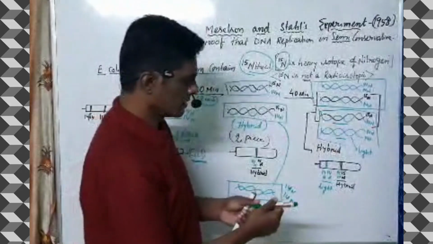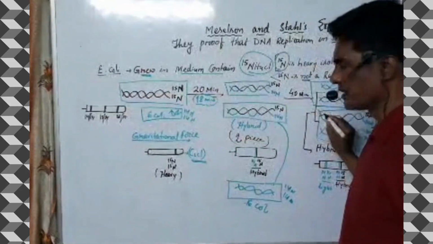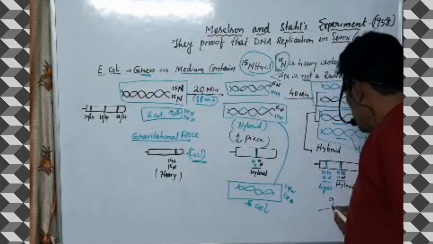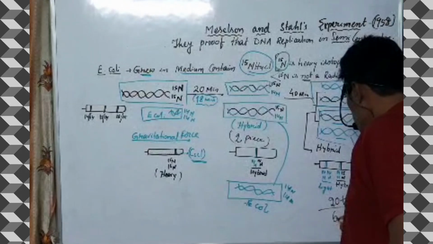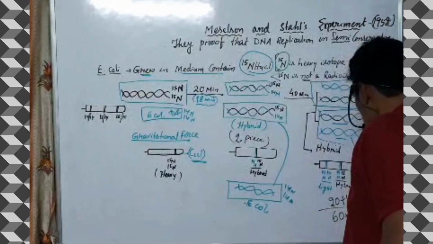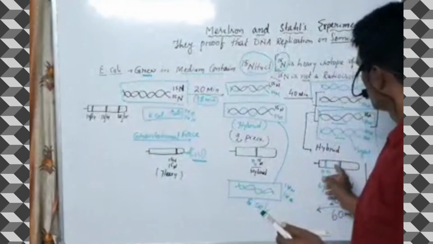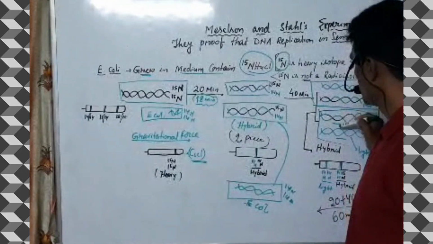Like that you continue. Suppose you continue the same thing. See here, after 40 minutes, you again add 20 minutes. After adding the 20 minutes, 20 plus 40, 60 minutes. So 60 minutes means 1 hour. So after 1 hour, we can observe how many DNAs. Here how many are? 1, 2, 3, 4 are there.